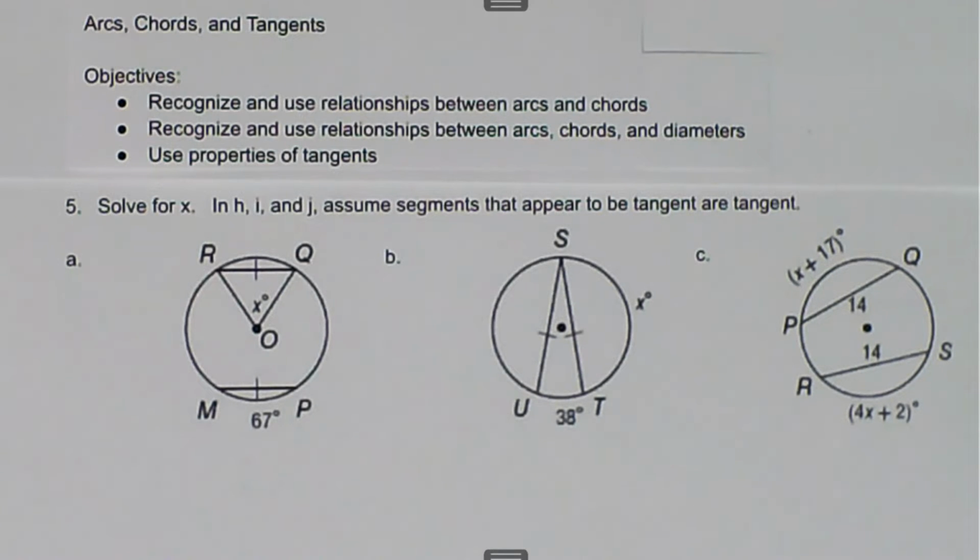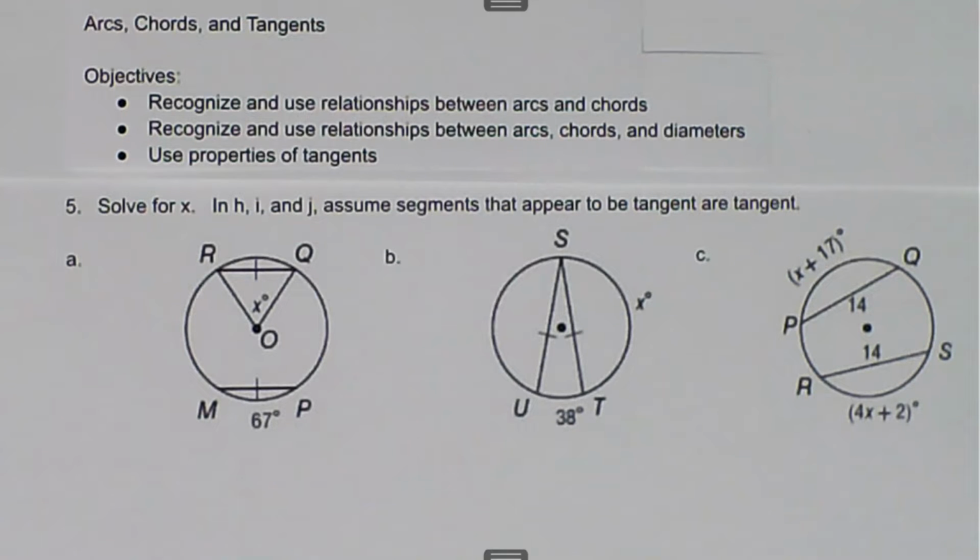We're talking about arcs, chords, and tangents. And for these example problems, we're going to try to recognize and use relationships between arcs and chords. So for number 5, it says solve for x. We'll do H, I, and J in a different video.